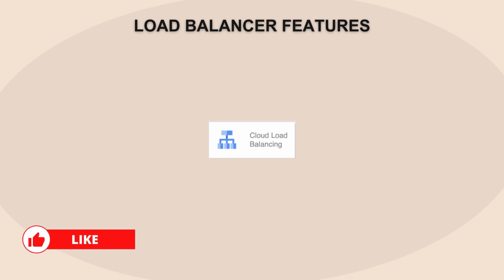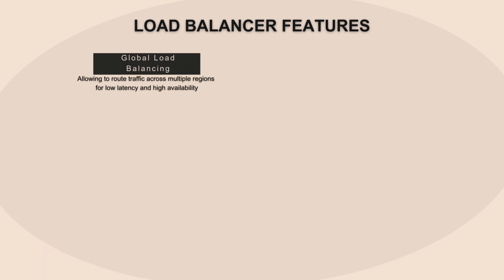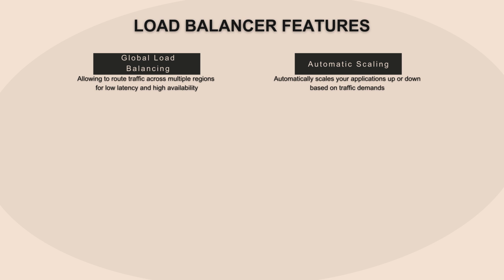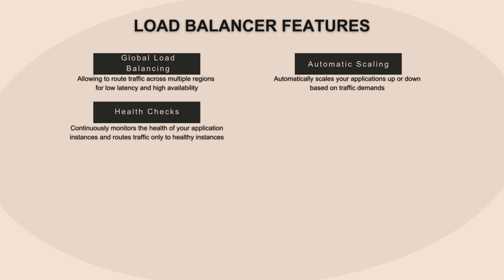GCP Load Balancer is a fully managed service that offers several key features designed to handle varying traffic loads and application requirements. Global load balancing: GCP provides global load balancing, allowing you to route traffic across multiple regions for low latency and high availability. Automatic scaling: automatically scales your applications up or down based on traffic demands, ensuring optimal performance and cost efficiency. Health checks: continuously monitors the health of your application instances and routes traffic only to healthy instances.